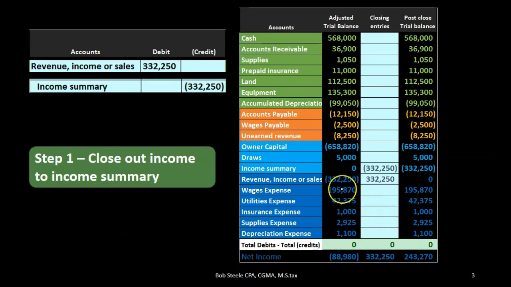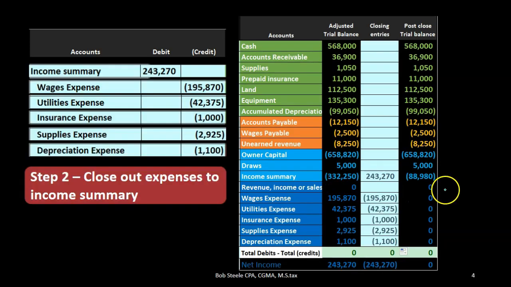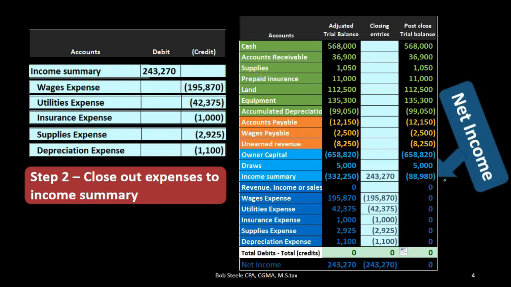Step 1, we closed out revenue. Here's the income. We closed it out, making it zero. We put it into that income summary account. Then in step 2, we closed out all of the expenses so that all the income statement accounts, revenue and expenses, were now zero at this point, and we had the entire amount, $88,980, net income in the income summary. Important to note that within the income summary at that point, we now have net income.